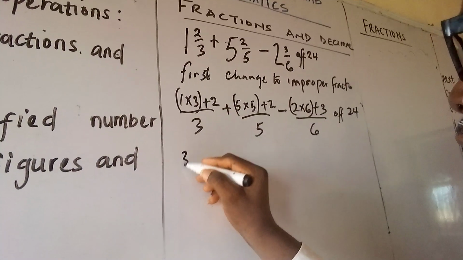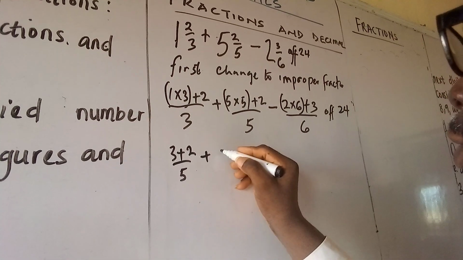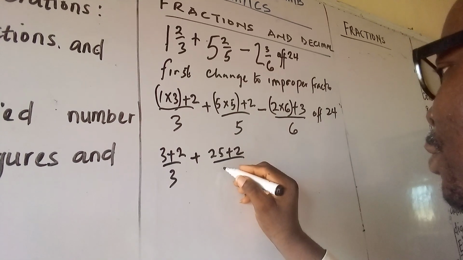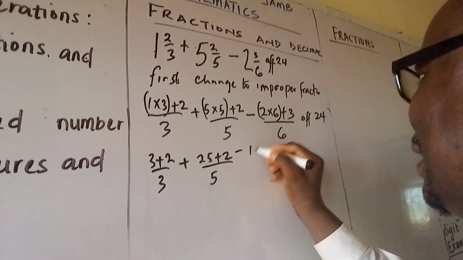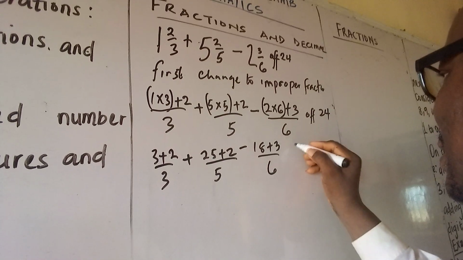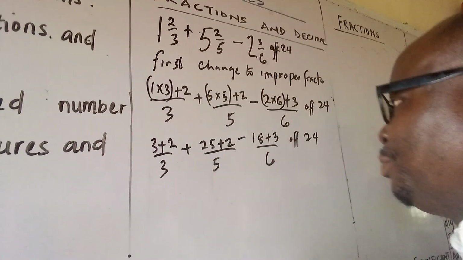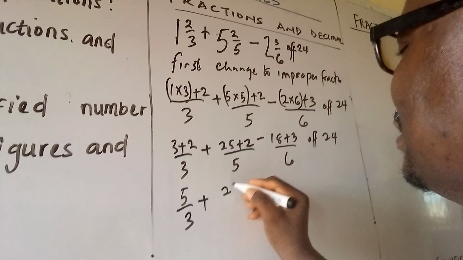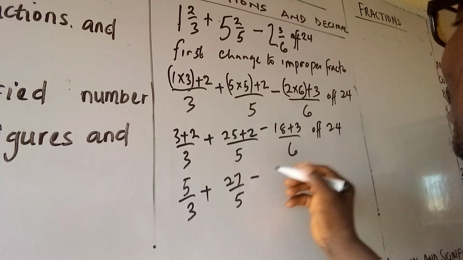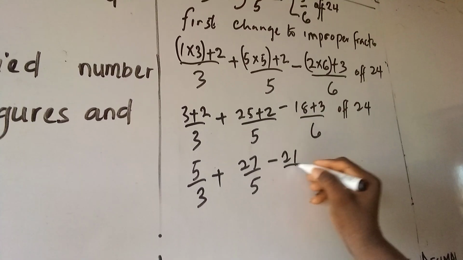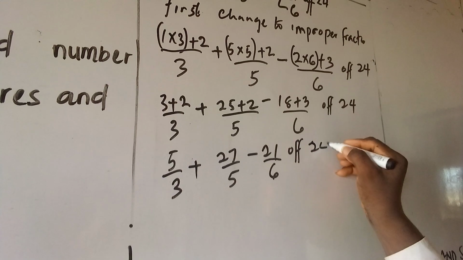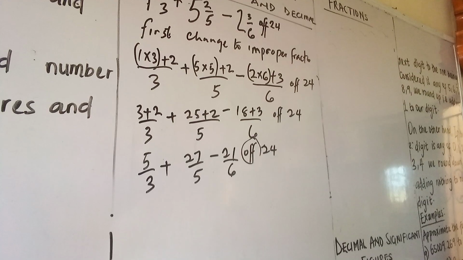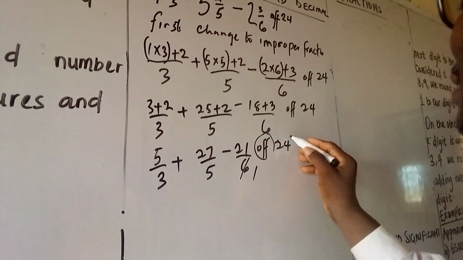All right, so this is 3 plus 2 over 3, plus 25 plus 2 over 5, minus 18 plus 3 over 6 of 24. Okay, this gives me 5 over 3 plus 27 over 5 minus 21 over 6 of 24. Now, of is the same thing as a product multiplier. So 6 can go here, 1, 6 here, 4.